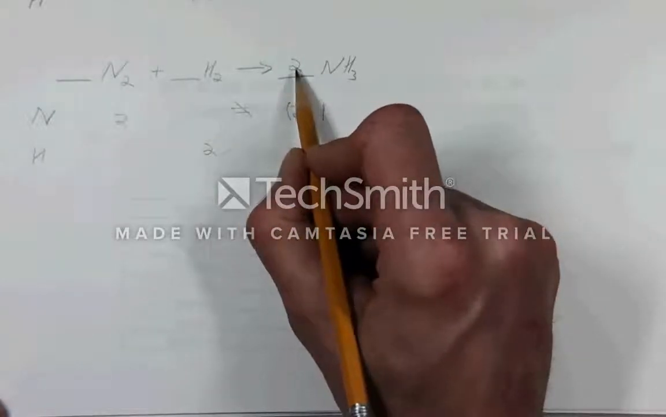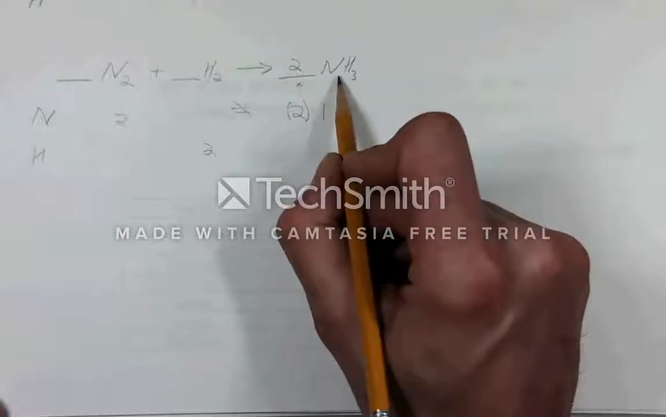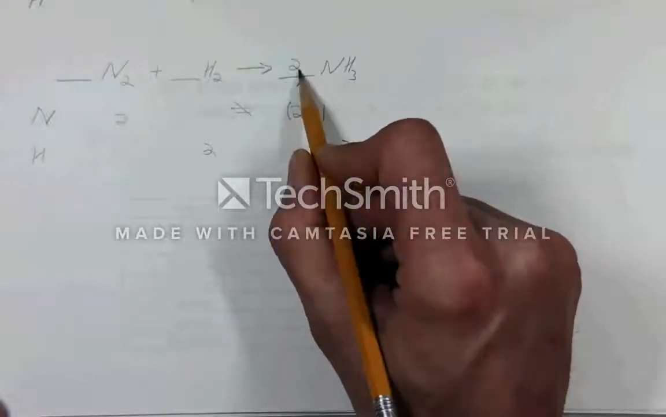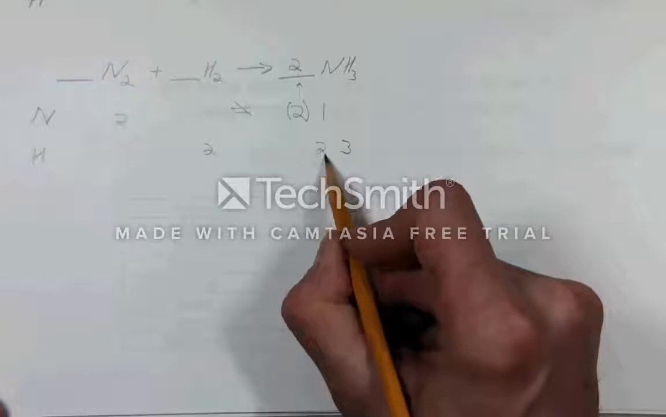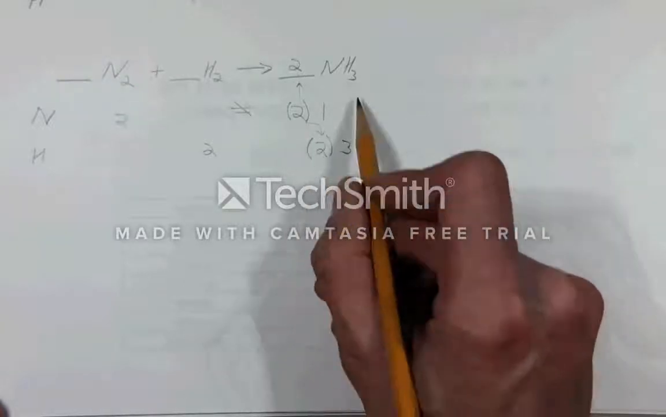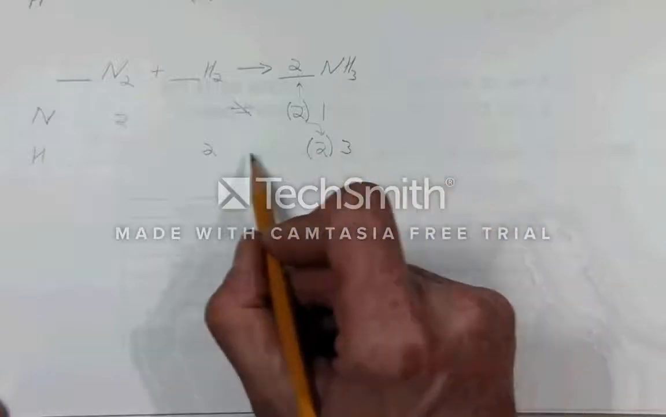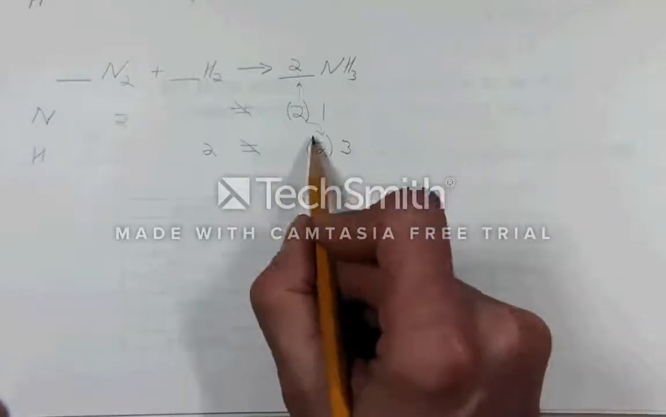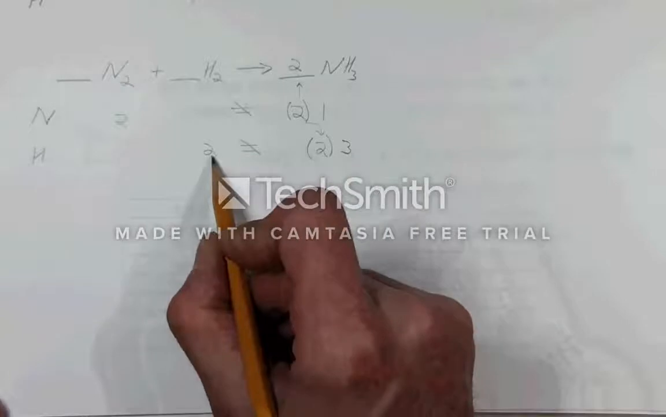But every time you apply a coefficient, make sure you re-inspect to see what else this 2 might apply to. This 2 applies to ammonia, which has 3 hydrogens, so there's 2 times 3. So I'm going to put this 2 here as well. This is the same 2. It applies to the hydrogens. So 2 times 3 is 6. We have 6 hydrogens here in the products, so only 2 in the reactants.